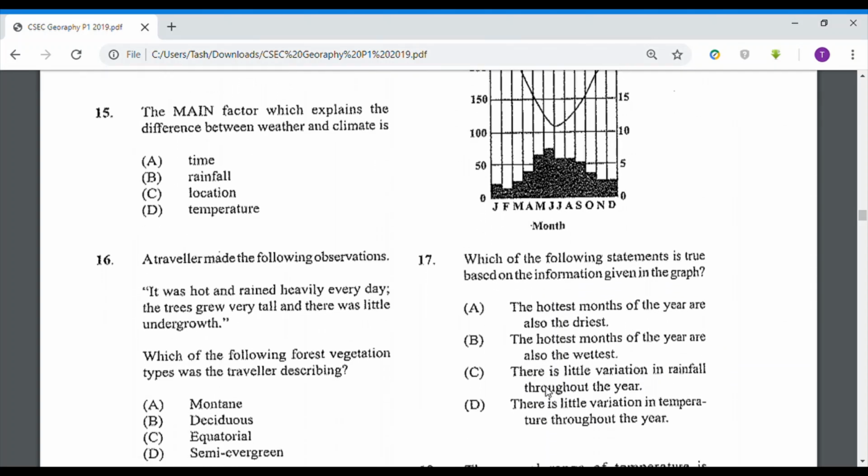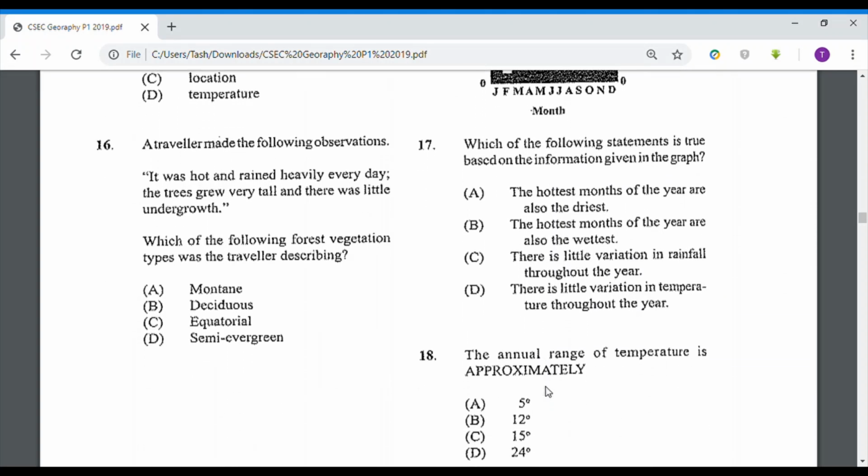Number 16. A traveler made the following observations. It was hot and rained heavily every day. The trees grew very tall and there was little undergrowth. Which of the following forest vegetation types was the traveler describing? For areas that are hot and raining heavily every day, out of the options that are there, montane, deciduous, equatorial, and semi-evergreen, it would have been the equatorial climate. So for 16, the answer would have been C.